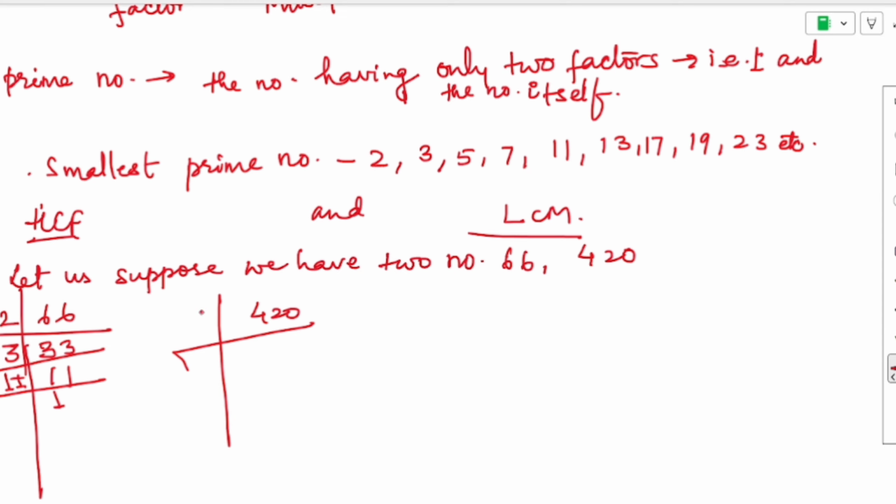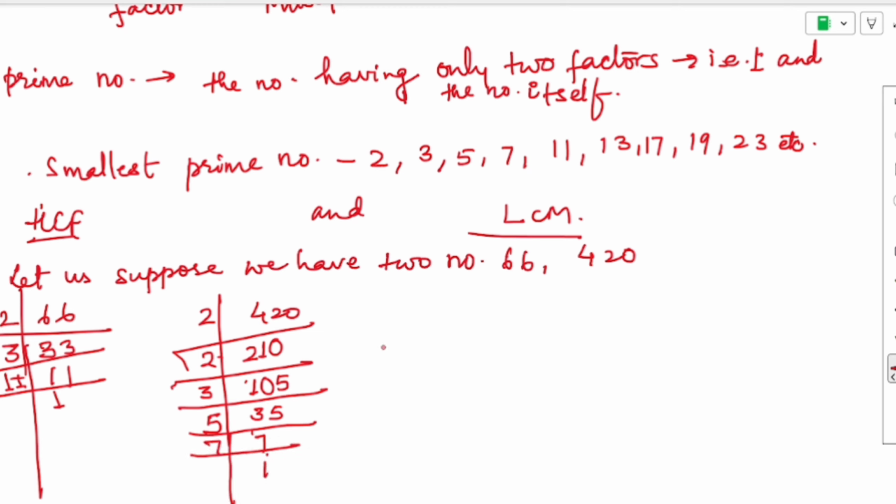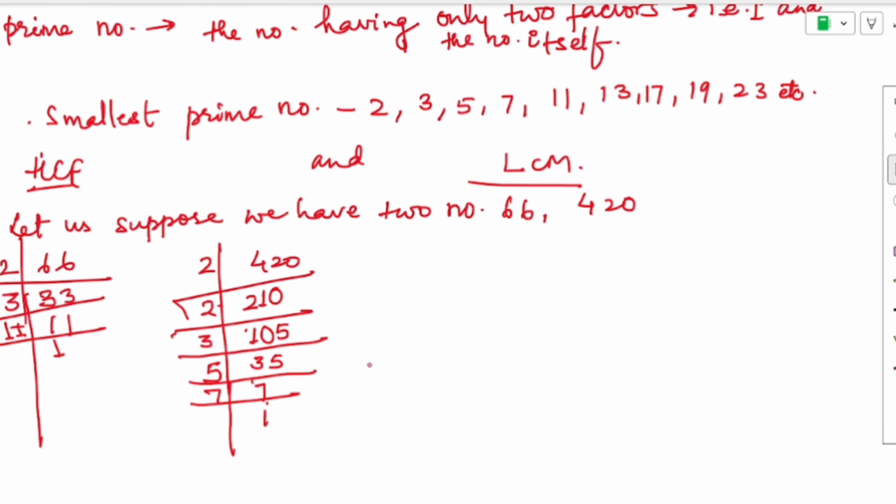Now in the same way we divide 420 by 2, we get 210. Now again we can divide it by 2 because at the unit place 0 is there. So 2 1s are 2, 0 and 2 5s are 10, we get 105. Now this number is not divisible by 2, so we move to the next prime number, that is 3. 3 3s are 9 and 3 5s are 15, we get 35. Then this 35 is not divisible by 3, so we move to the next prime number, that is 5. 5 7s are 35 and now 7 1s are 7. So we got the factors of 420 also.